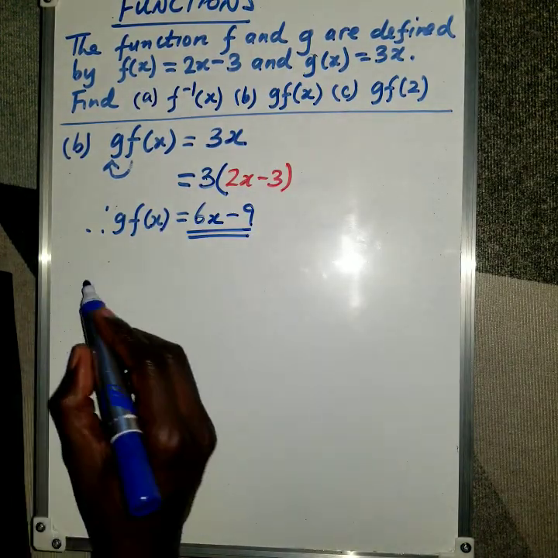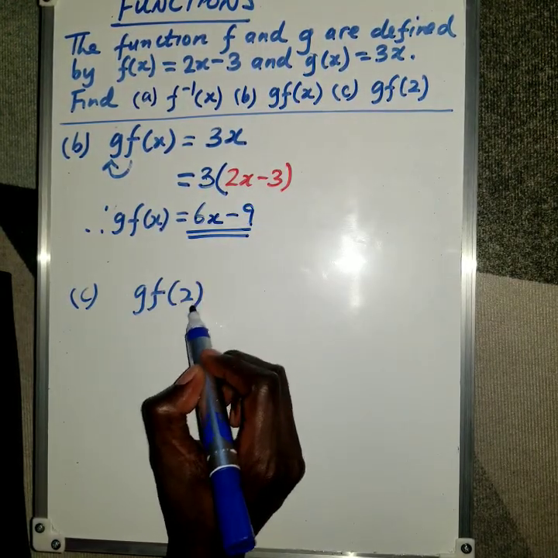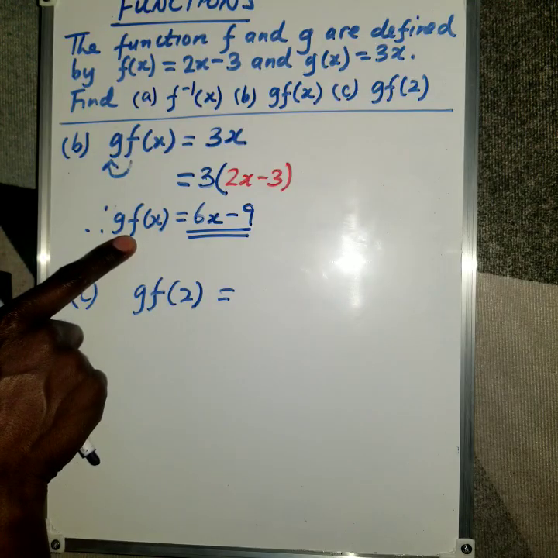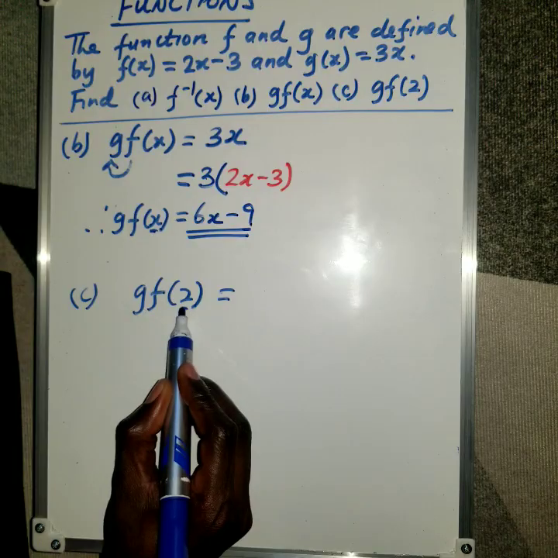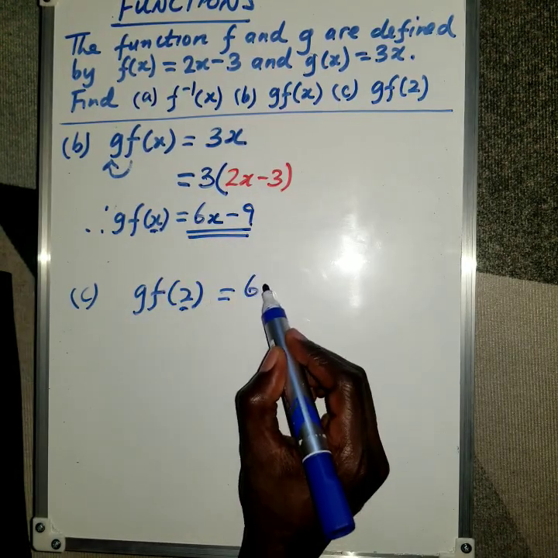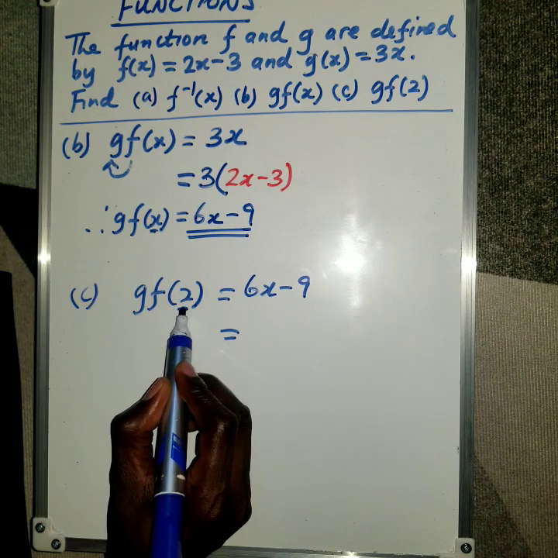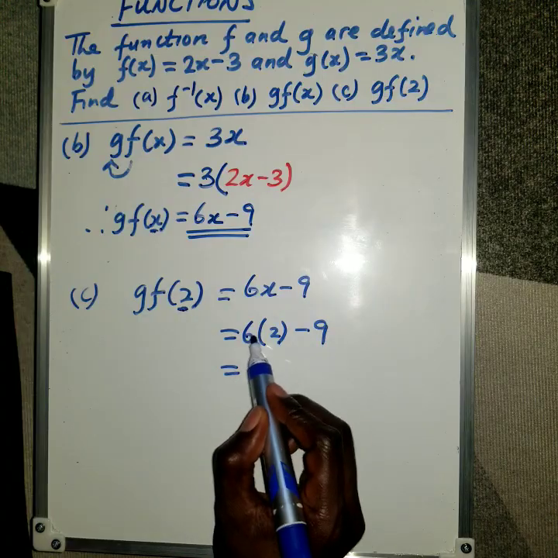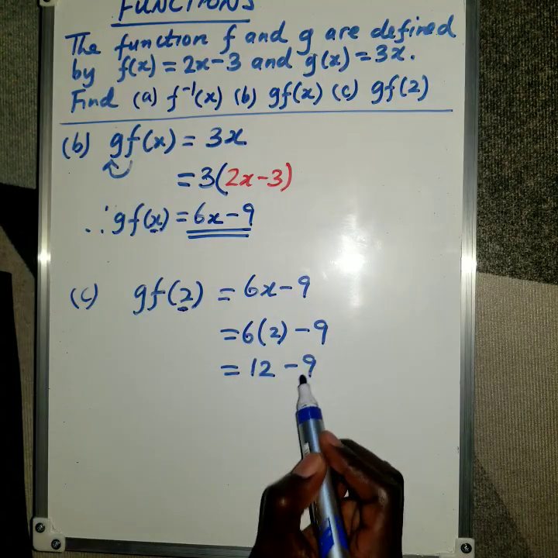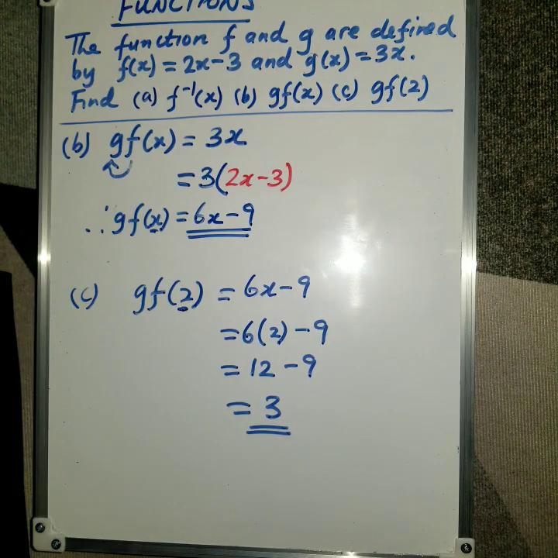Okay, in the C part, it simply says gf, then there's a 2 there. Now, this is the same function. You get that? But they have told you that the value of x is now 2. So you're just getting this one here, 6x minus 9. And where there's x now, you're going to substitute 2. So it is going to be 6 multiplied by 2 minus 9. So 6 times 2 is 12 minus 9. 12 minus 9 will simply give you a 3. And that's the final answer. Watch out for the next video so that you can learn.